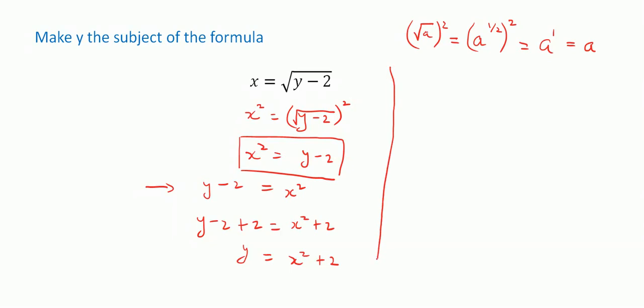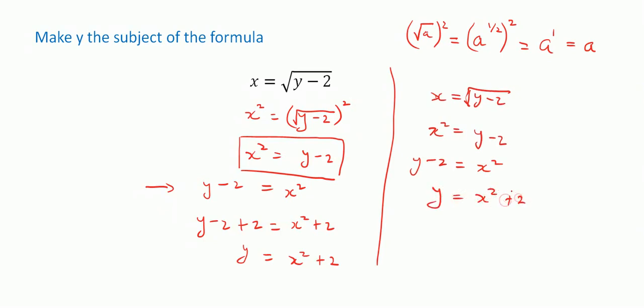Again, when you become comfortable, this is how you're going to write your answer. You're going to start off with x is equal to the square root of y minus 2. We're squaring both sides to get rid of the square root sign, so it becomes x squared equals y minus 2. Again, we write it over as y minus 2 is equal to x squared, and y becomes x squared plus 2. I just took the minus 2 and moved it to this side of the equation, and it becomes plus 2.